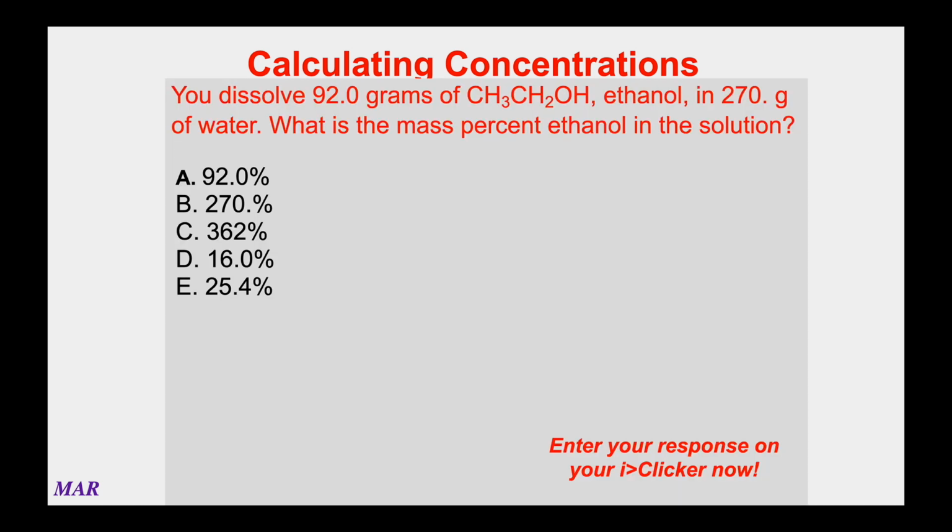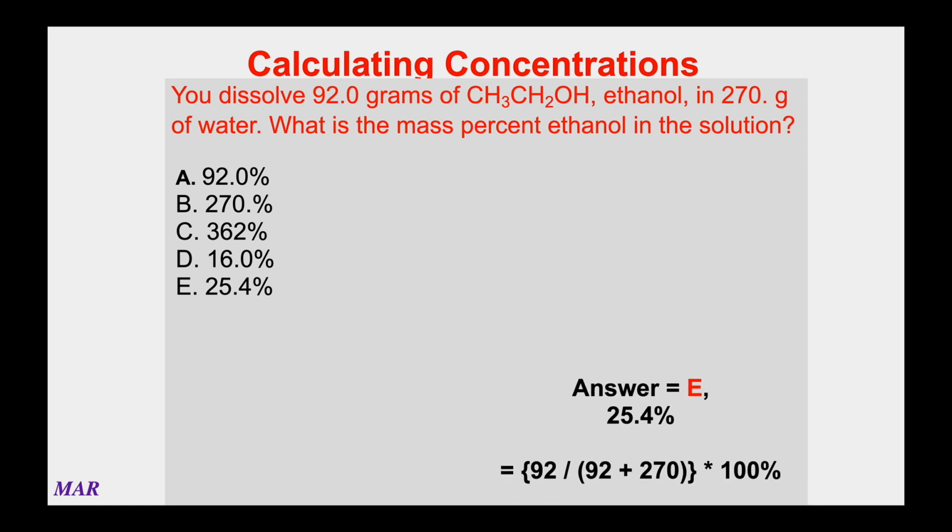So here's a problem you might see. Let's say you dissolve 92.0 grams of ethanol in 270 grams of water. And it says, what's the mass percent ethanol in the solution? Okay, so mass percent, aka weight percent, grams of what you're looking at, which is ethanol, divided by total mass. So in this kind of problem, you'd have 92.0 on the top. You would divide by 92.0 plus 270, so mix them both together, multiplied by 100%. If you do that, it comes out to be 25.4% ethanol. So this solution, 25.4%, good to go.